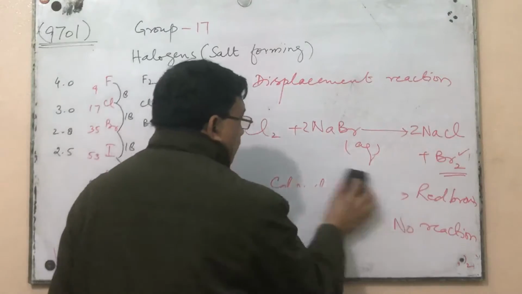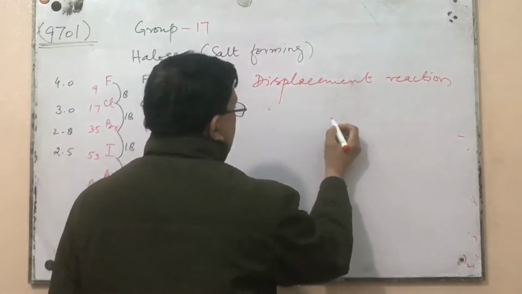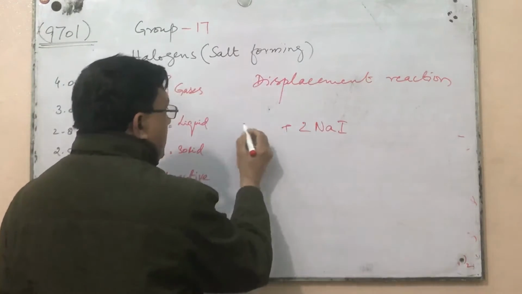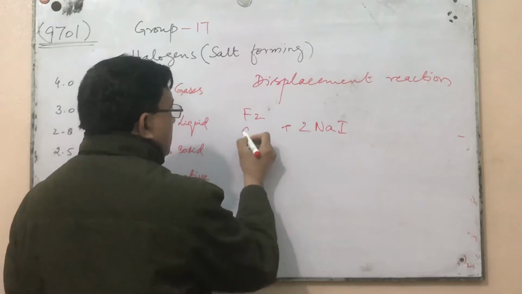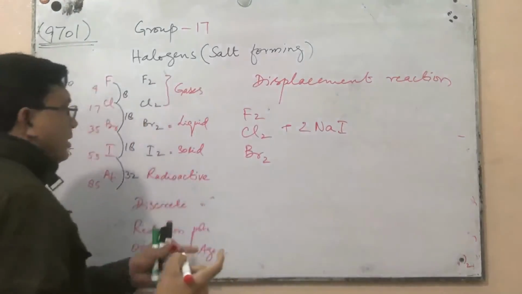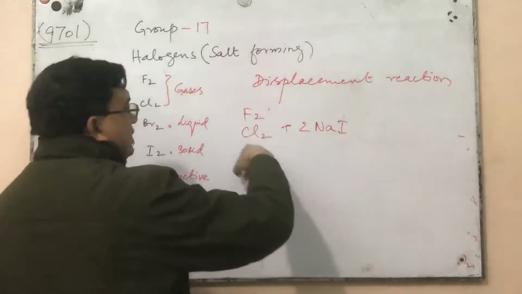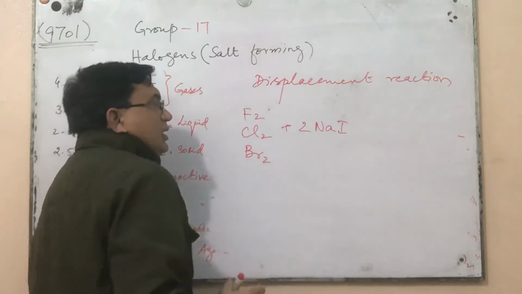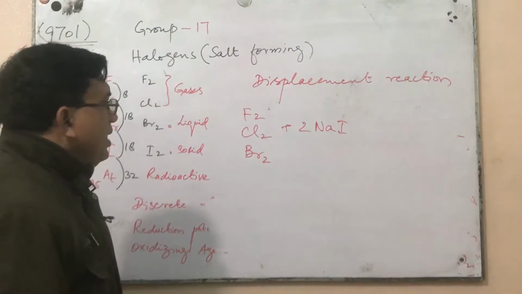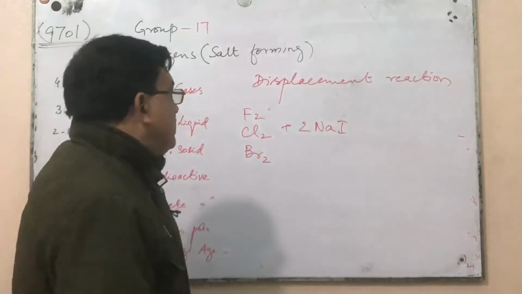Similarly, if we pass either fluorine, chlorine or bromine through sodium iodide solution, all of these are above iodine. That's why all these halogens can displace the iodide ion from the aqueous solution as iodine and form a chemical reaction. As a result, a color change will take place.